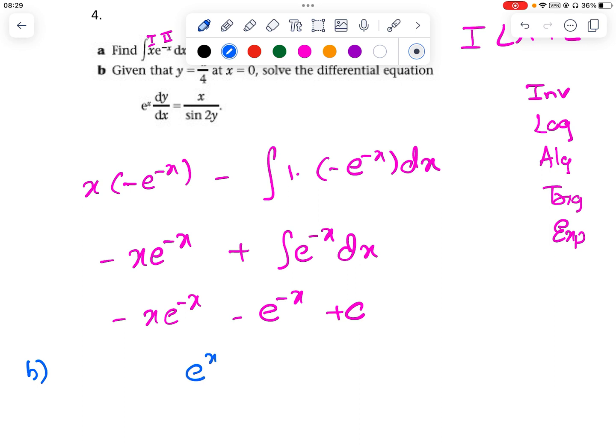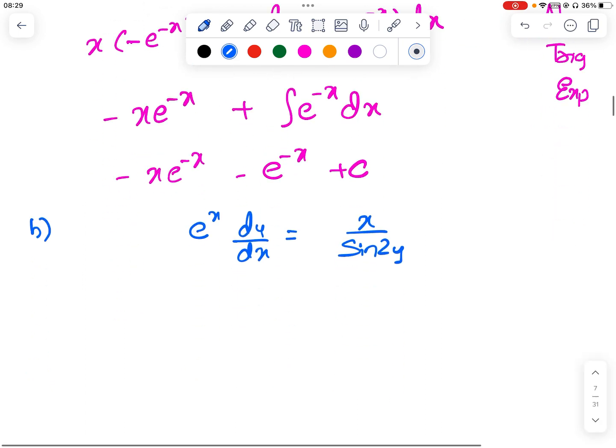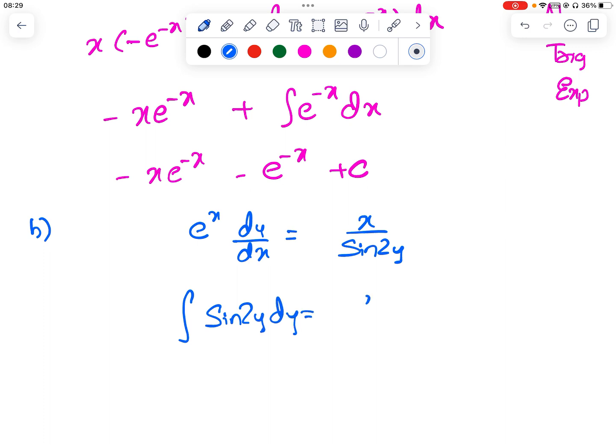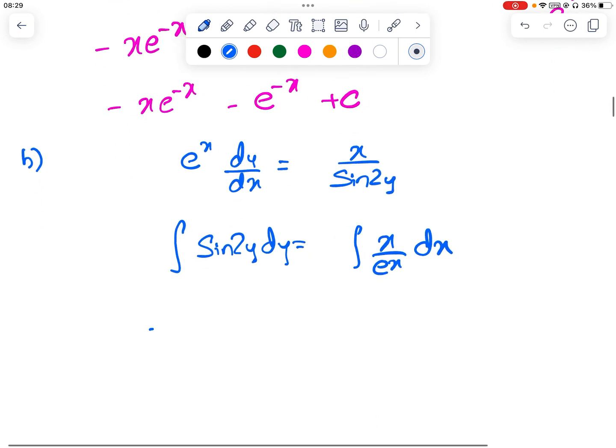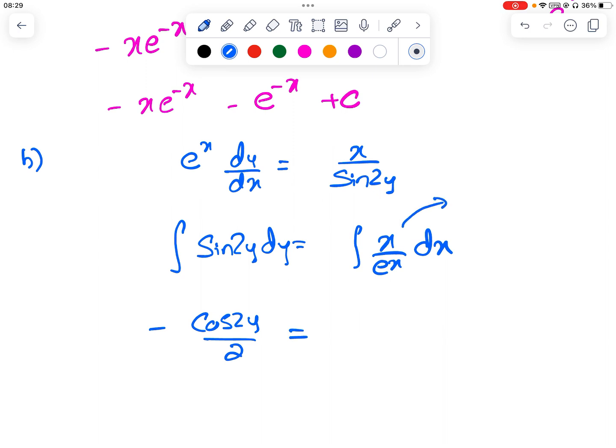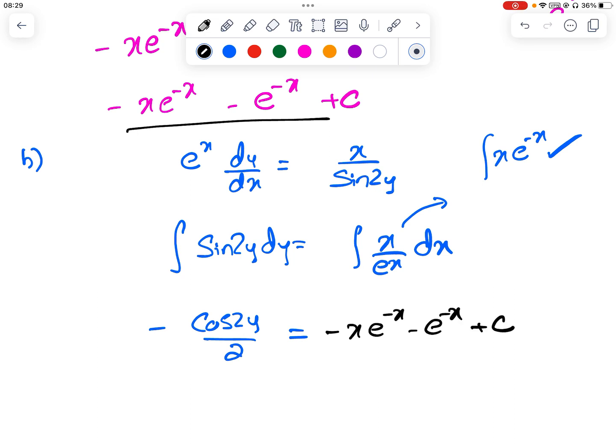So e power x dy by dx equals x upon sine 2y. What am I going to do? Variable separable. Sine 2y dy equals integral of x upon e power x dx. Integral of sine 2y is negative cos 2y upon 2. X e power minus x, which is nothing but our part A. What was the part A answer? Negative x e power negative x minus e power negative x plus c.